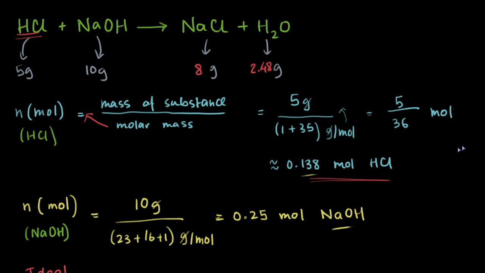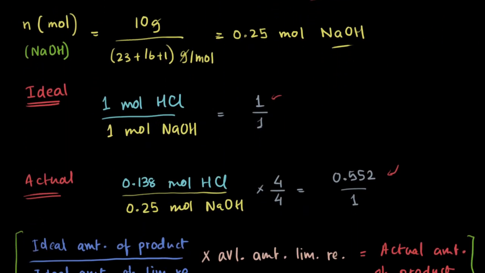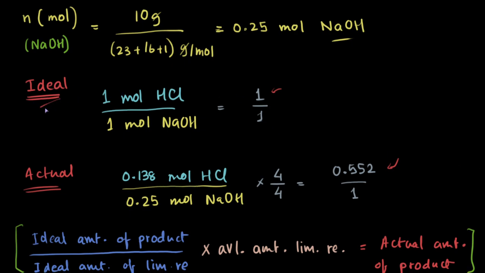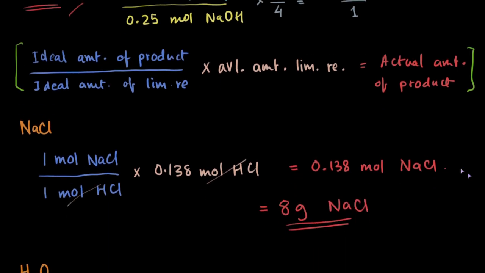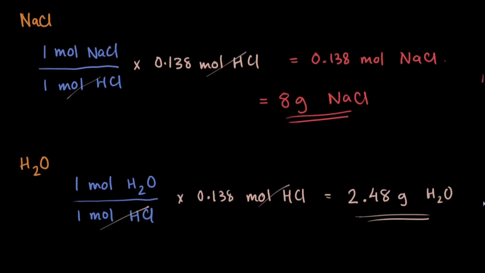Let's do a summary of what we have done here. Essentially, we converted grams to moles, and we did a comparison between the ideal mole ratio and actual mole ratio to find the limiting reagent. And we used this formula: if a certain amount of product is formed from a certain amount of limiting reagent, but you have only X amount of limiting reagent, you will have the actual amount, you just have to multiply that. Using that, we calculated the amount of products that we have. Okay, cool. See ya in the next video.